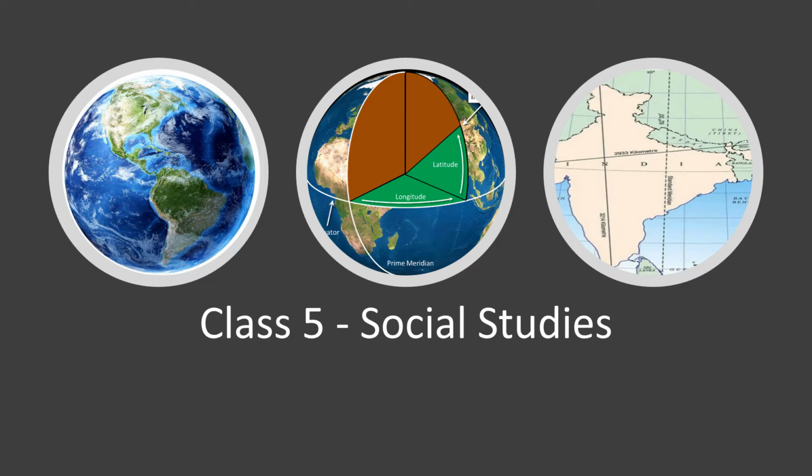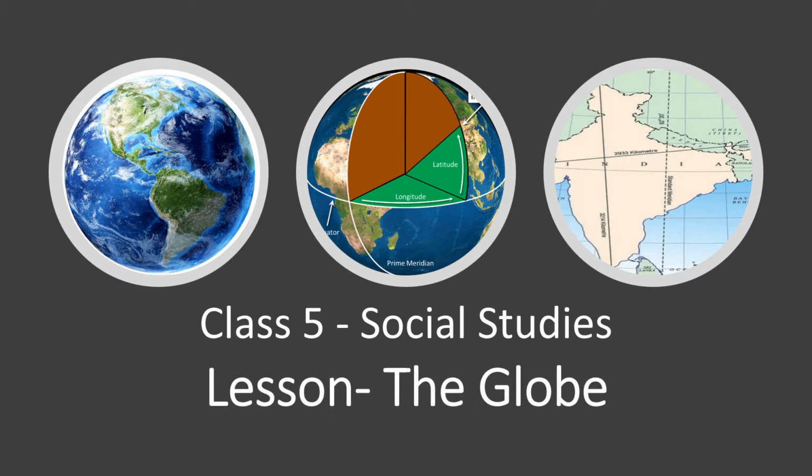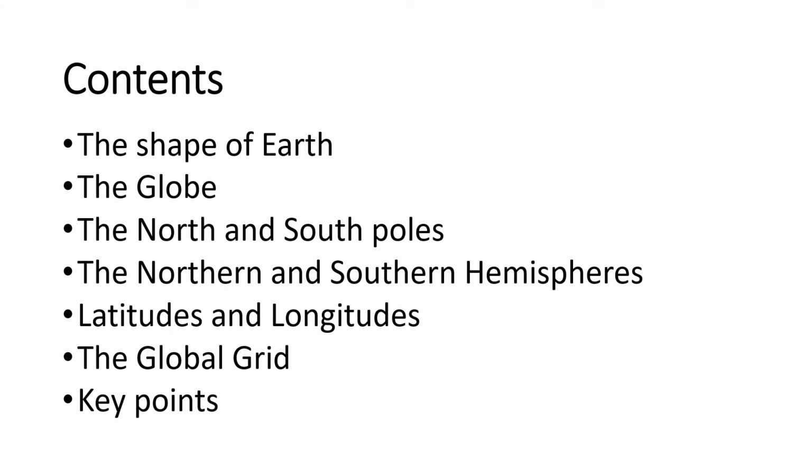In today's video, we are going to learn the Class 5 Social Studies lesson, The Globe. Following are the contents covered in this chapter: the shape of Earth, the globe, the North and South Poles, the northern and southern hemispheres, latitudes and longitudes, the global grid, followed by key points.